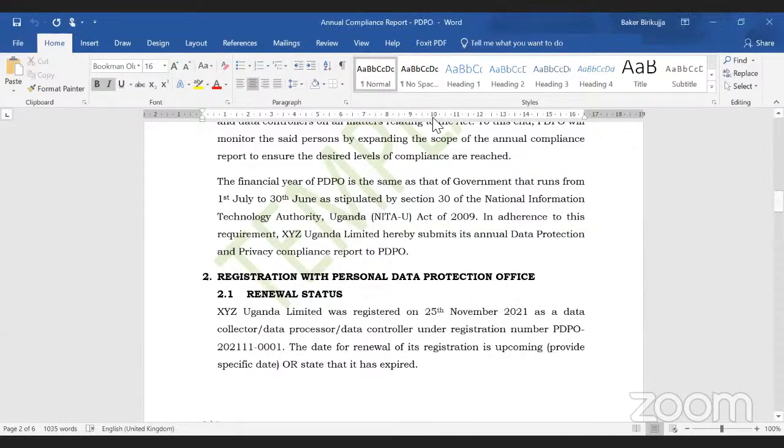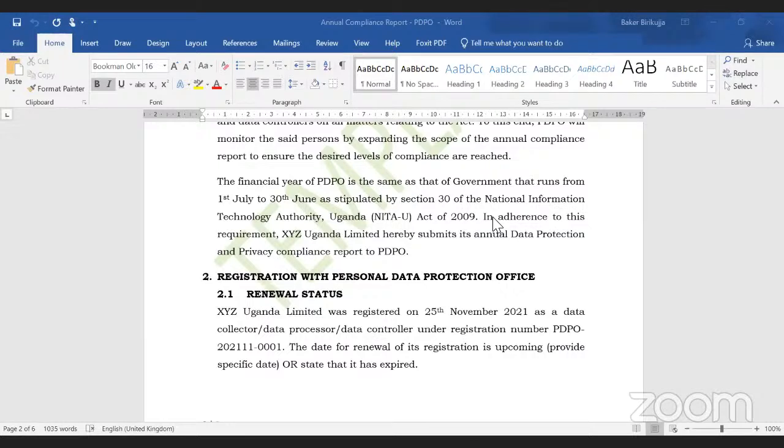Now we'll start with the first area, the registration status. As you are aware, the law requires that you are supposed to renew every year. So you should give us an update of what your status is. As a way of example, we stated that this particular company, XYZ Uganda Limited, was registered on 25th of November of 2021 within those various categories and given that registration number. So it's just renewal, then you give us the period.